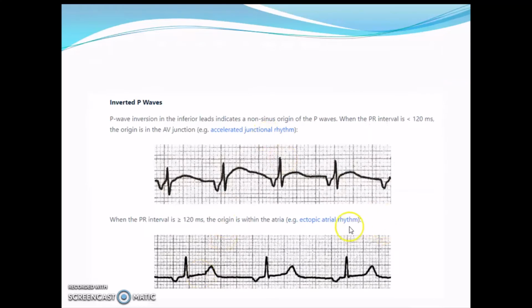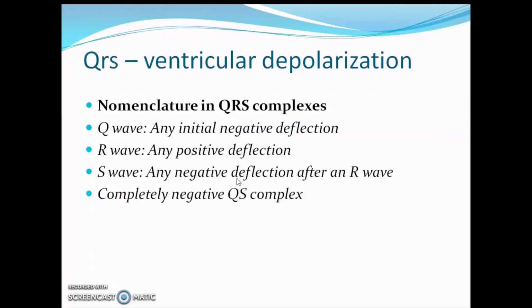Here we can see inverted P waves in both, but the difference is the PR interval. In one the PR interval is shortened, in the other the PR interval is normal. A normal PR interval with inverted P waves is ectopic atrial rhythm, whereas a shorter PR interval with inverted P waves is called accelerated AV junctional tachycardia.